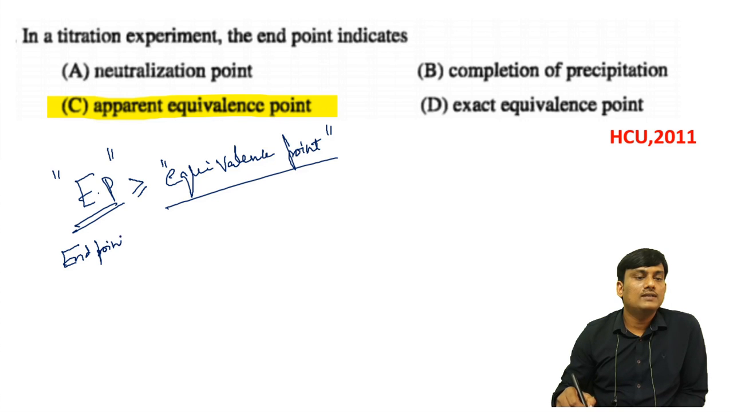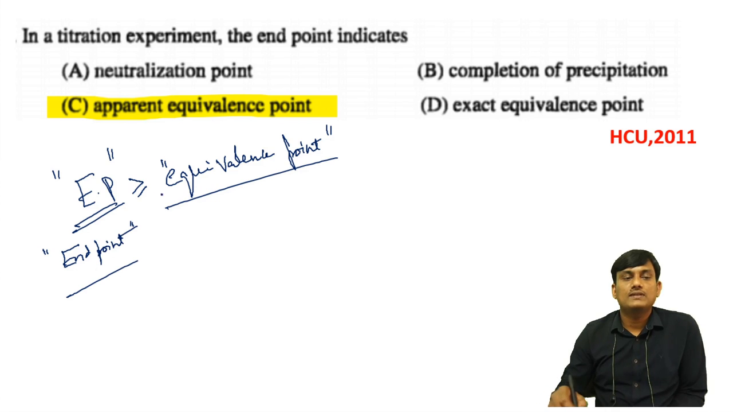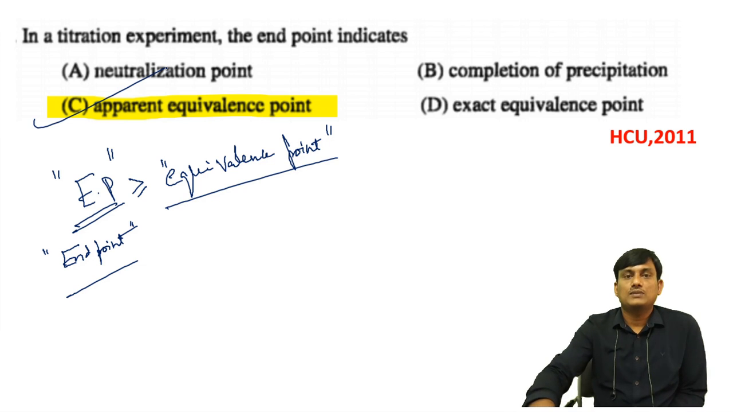Sometimes end point is equal to equivalent point, and sometimes it is slightly greater than end point. So it's not a neutralization point, it's not a completion of precipitation, it's not the exact equivalence point, it's the apparent equivalence point. It's like the equivalence point, near to the equivalence point. So what is the correct option? C is the correct option.